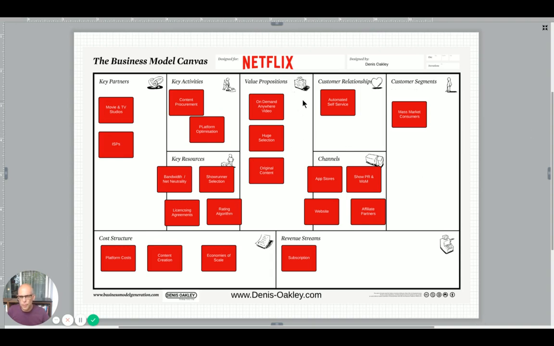So the value proposition that Netflix gives, basically it gives on-demand anywhere video. So pretty much you can sit down on your way to work, in the train, in a car, if you're not driving, in a plane, at home, at school, at a break, anywhere, you can sit down and watch your favorite videos, your favorite series. And you have an absolutely huge selection of those videos.